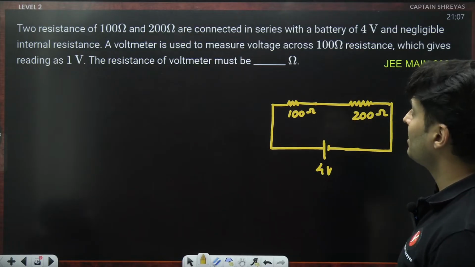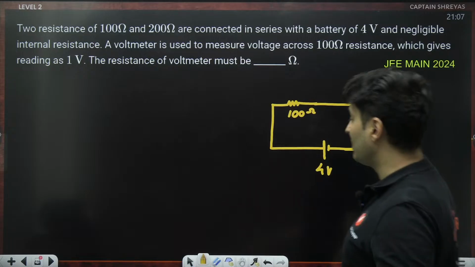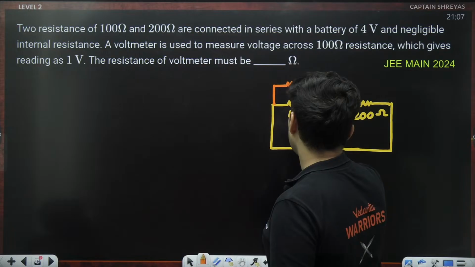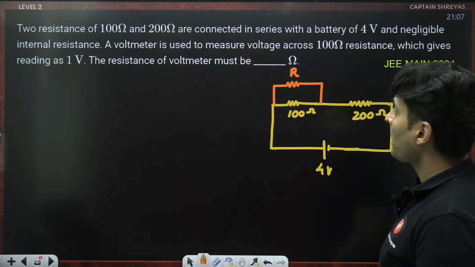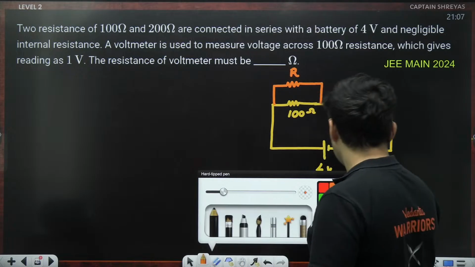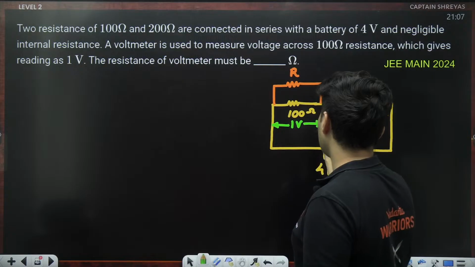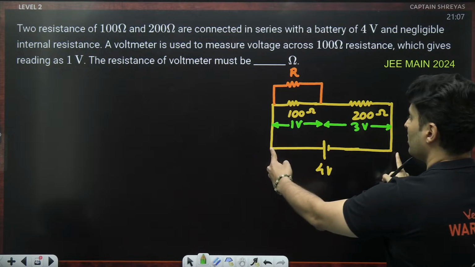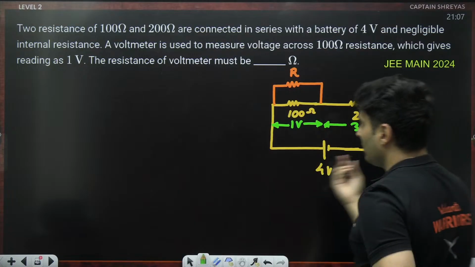And no internal resistance. A voltmeter is used to measure voltage across 100 ohm resistance. Voltmeter itself has some resistance. So why not treat the voltmeter also like a normal resistance? I don't know what the resistance is. I just assume it as R. And it is known that the voltmeter reading is 1 volt, means that the voltage across this parallel combination is 1 volt. That means across this, it should be 3 volts. Isn't it obvious? If this is 4 totally, across this, if it is 1, the remaining will be 4 minus 1, which is 3 volts.